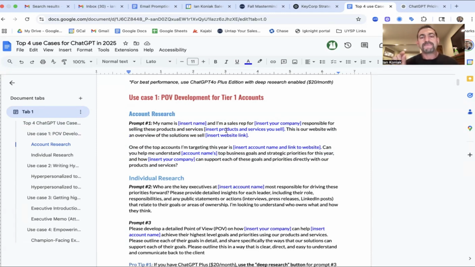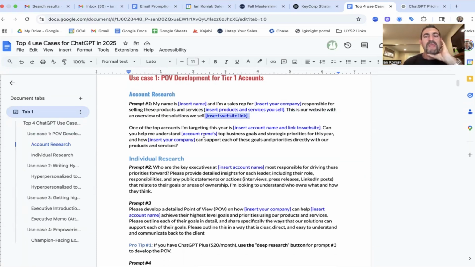Now, if you're a general seller and you have the whole bag, like at Salesforce, I was what you call a core rep. I sold all their products, and I had specialists that sold Tableau or MuleSoft, but they were all under me. So if you're a specialist, just put what you sell, whether it's MuleSoft or Tableau. If you're a core rep, say the whole fleet of services. And then I always like to put a website so ChatGPT can research what you sell. Then I get to the customer account. One of the top accounts I'm targeting is this customer. Here's their website. Help me understand the customer's top goals and priorities for the year, and how your company can support each of these goals.